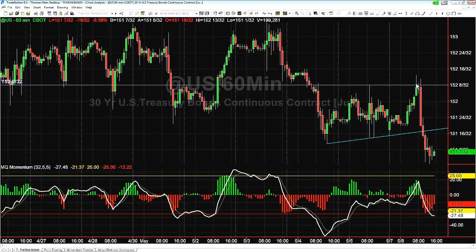It can also happen in the opposite direction, where you have a false break to the downside and then reverse up. So in this case, we break the resistance, turn around, and break down.